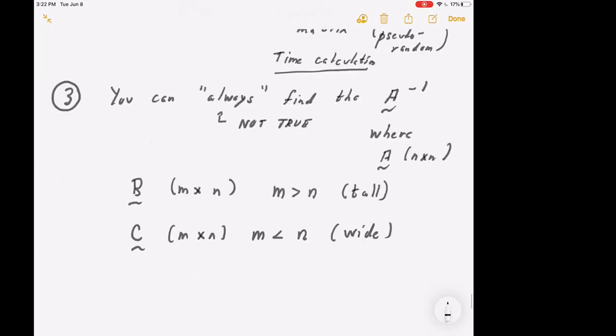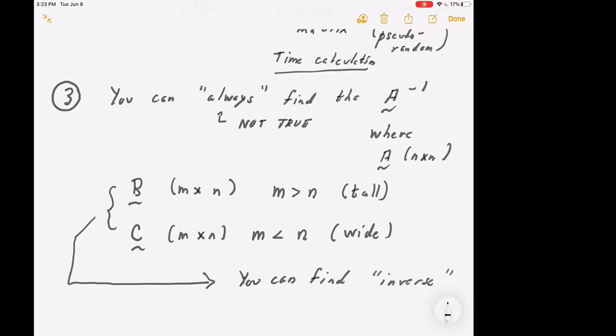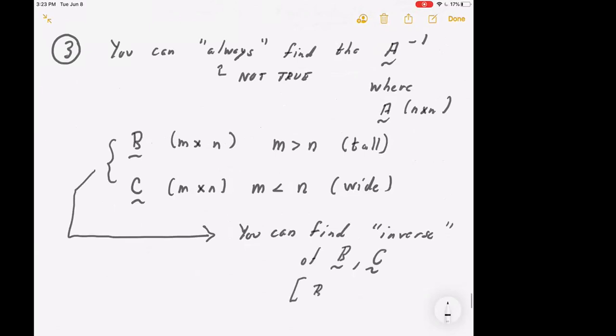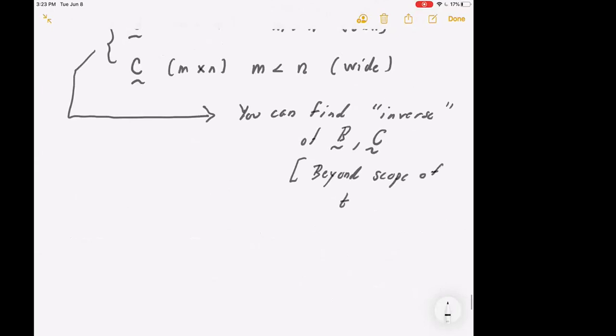Turns out that even though these are not square, you can find something, I'll put it in quotes, the inverse of matrices B and C. But if you're interested, you can ask me, it's really beyond the scope of this course. It's really an advanced aside, so I'm not going to worry about that, but I'll just mention it.